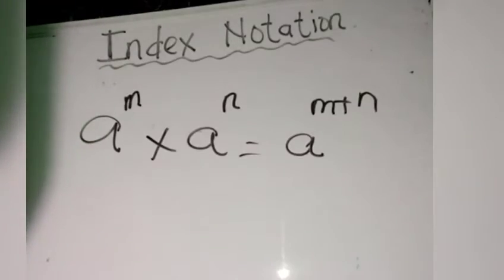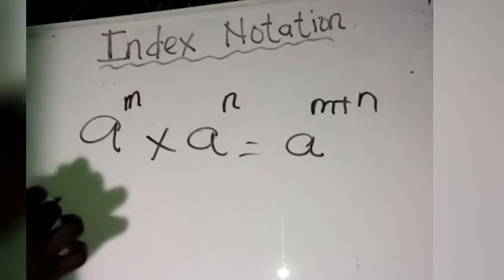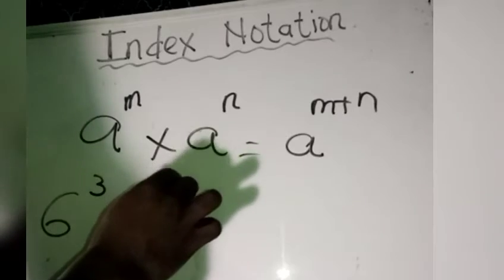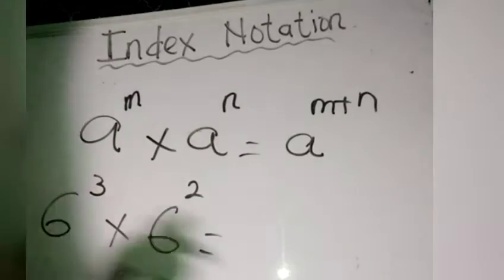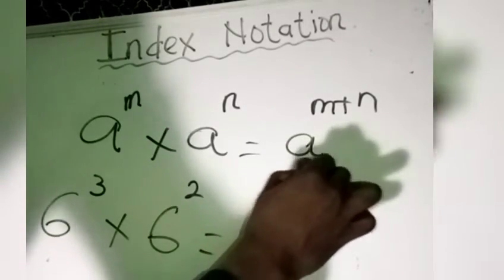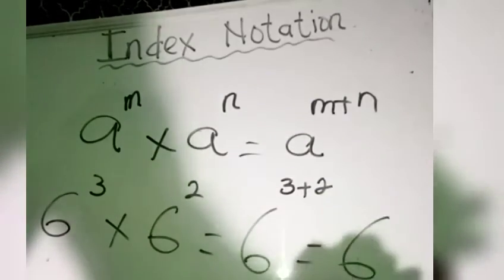And when we take an example, let's take 6 exponent 3 times 6 exponent 2. Now since the bases are the same, it's going to be 6 exponent 3 plus 2, and our final answer will be 6 exponent 5. Okay, before we take the second property, let's look at certain things.